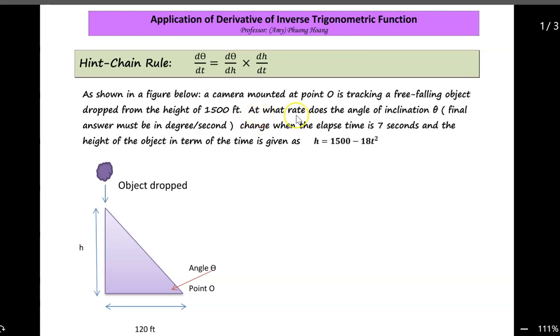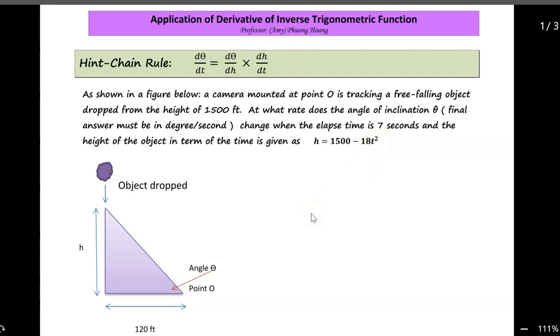It asks us at what rate does the angle of inclination theta, right here at the camera, change? The answer must be in degrees per second. How does this angle change when the time is 7 seconds, and the height of the object is given to us in terms of this equation, h equals 1500 minus 18 t squared.